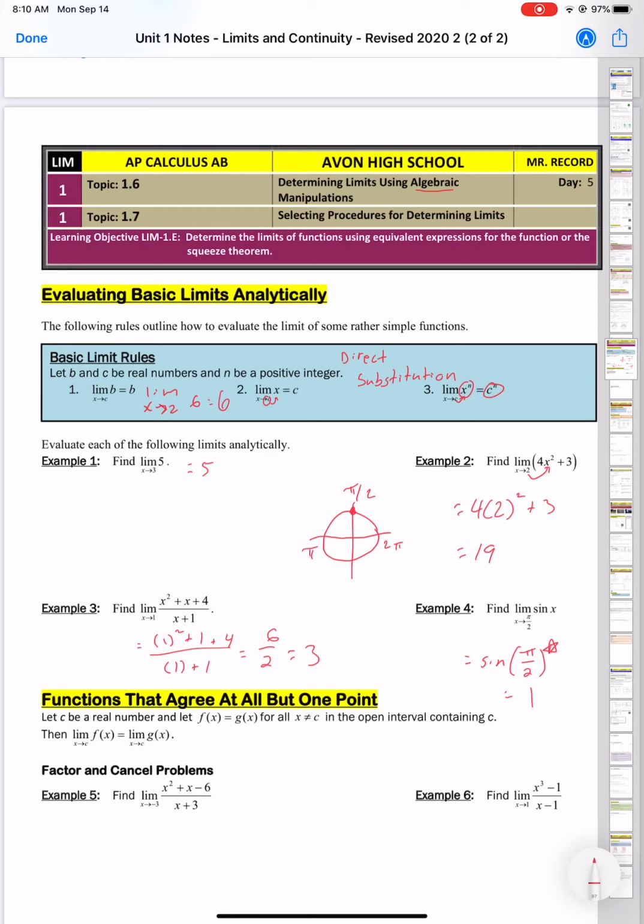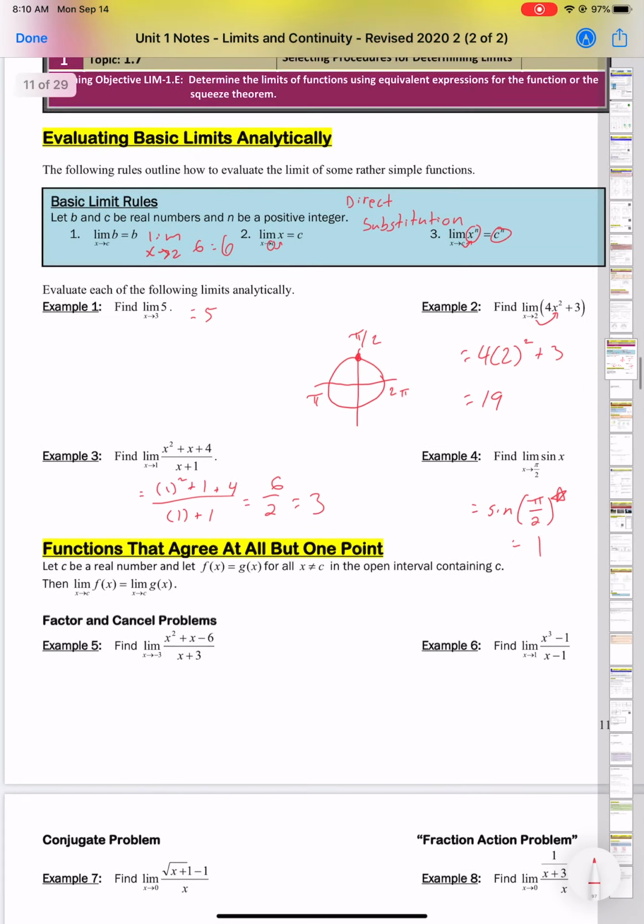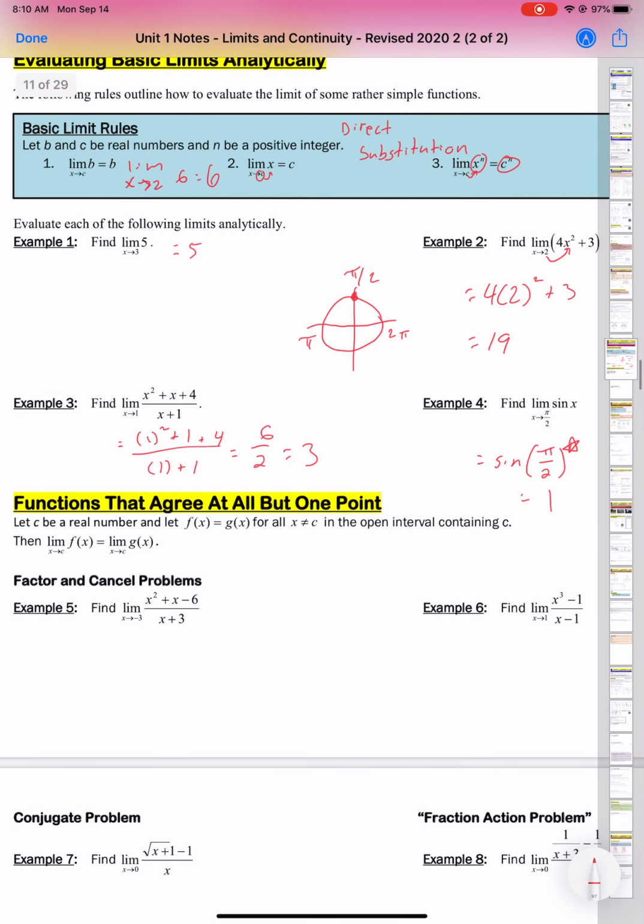However, not all limits can be taken by direct substitution. There are some issues where if you plug the number in, you might get 0 in the denominator. So we need to have strategies for how to deal with something like that. So examples 5 and 6 are what are called factor and cancel problems, and you'll see why we're calling them that in just a minute. But in example 5, it's asking us to find the limit as x approaches negative 3 of x squared plus x minus 6 over x plus 3.